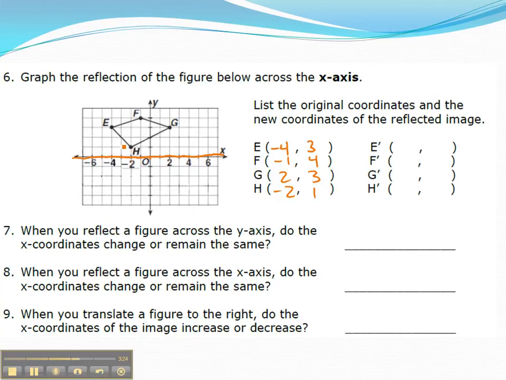We're going to reflect it across the x-axis, so each vertex is going to be the same distance from the x-axis, but on the other side of the axis. So H prime is going to be right there. G is 3 from the axis, so it's going to be 3 on the other side. G prime. F is 4 from the axis, so it's going to be 1, 2, 3, 4 from the axis on the other side, F prime. E is 3 from the axis, so 1, 2, 3 from the axis on the other side, E prime.